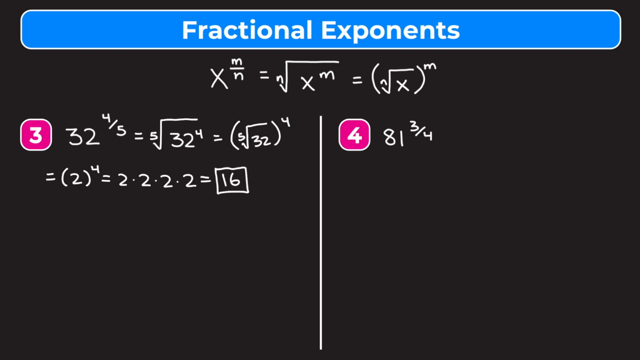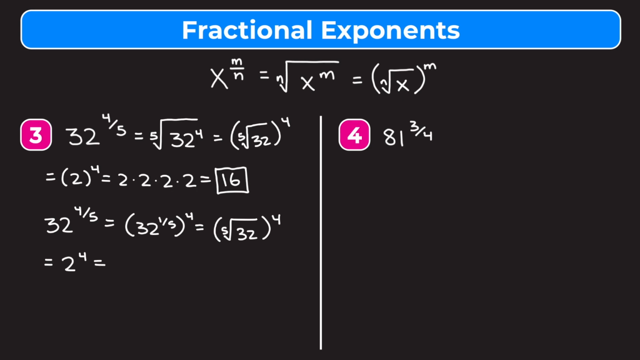And now if we want to do it the other way, we have 32 to the 4/5, which we can rewrite as 32 to the 1/5 raised to the 4th power. We know that raising something to the 1/5 is the same as taking the fifth root. So we have the fifth root of 32 raised to the fourth power. And we know the fifth root of 32 is just 2. So we have 2 to the fourth, which we just found, is equal to 16.